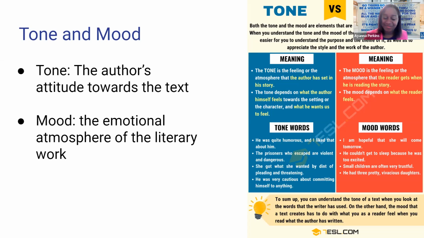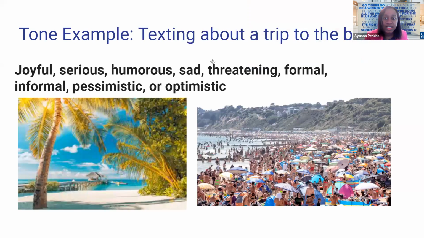there's an okay, and then there's an okay, right? So you have to figure that out through inferences in the text. Then you have mood, and that's the emotional atmosphere of a literary work. So that's going to give the reader a feeling. That's the way that it's written to give the reader a feeling. All right? So this is a tone example.